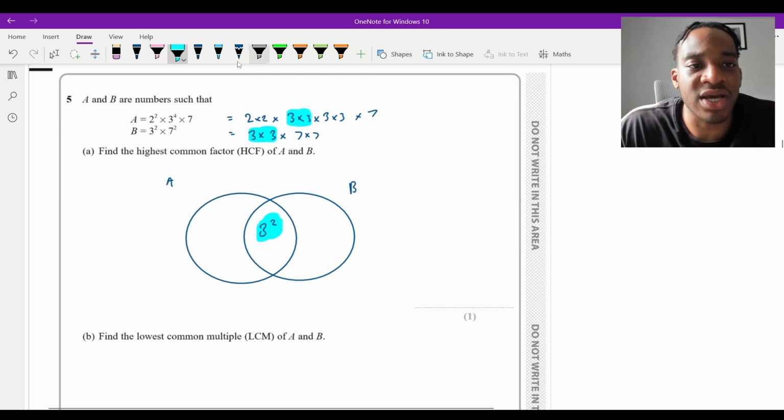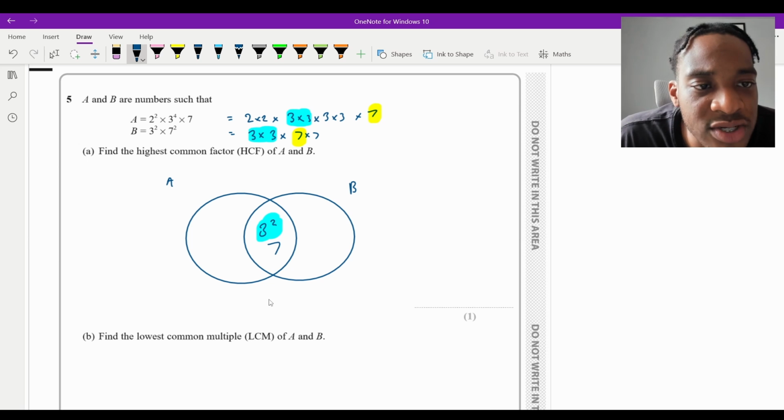Now, what else do they have in common? Well, I can see that they have a common factor of 7. So it's going to be here. And it's going to be here, isn't it? So we've got 1 common factor of 7. And that is it, isn't it? That is it. So I'm just double checking. Anything else? No, that's it.